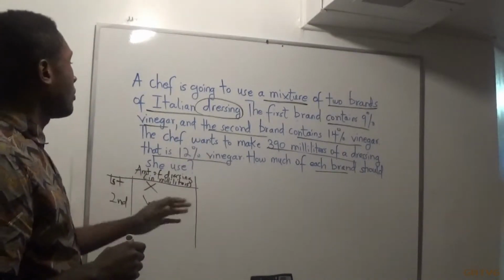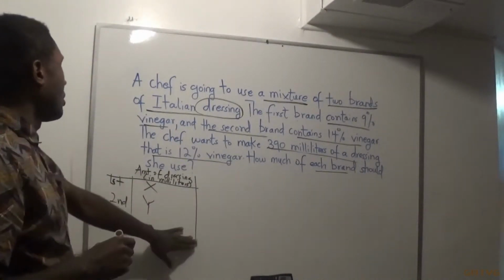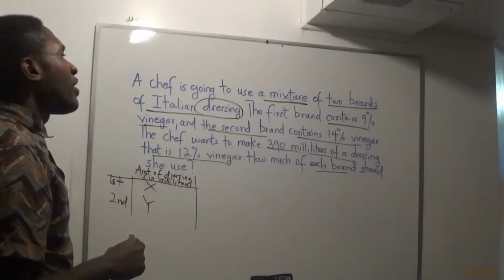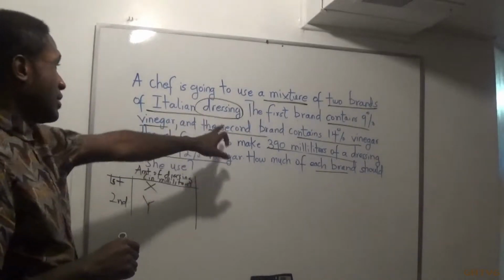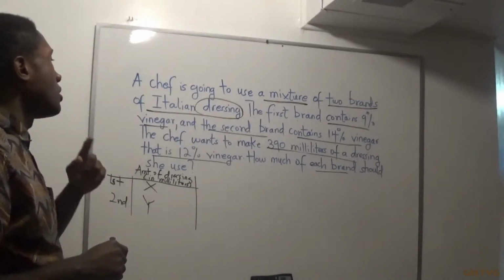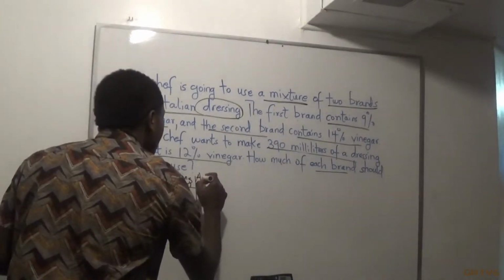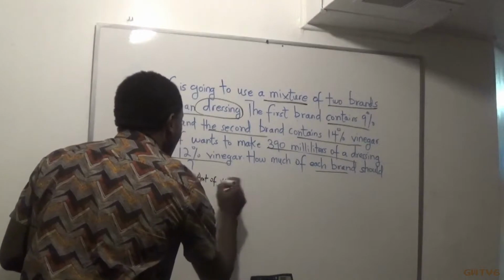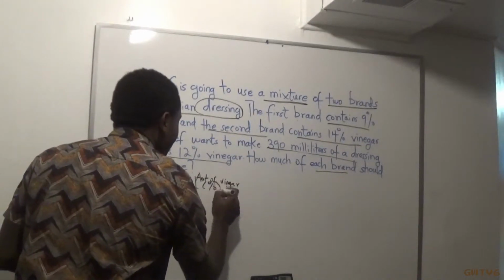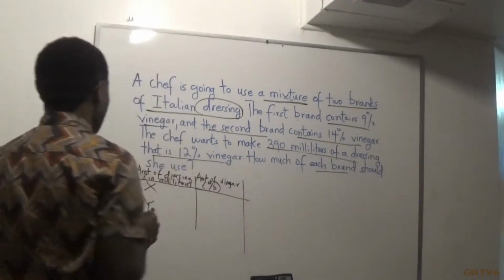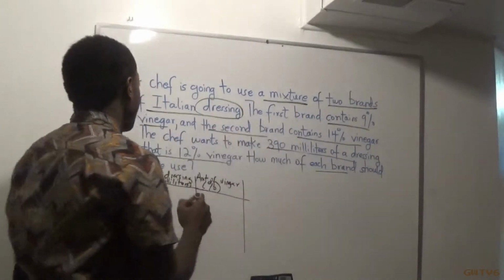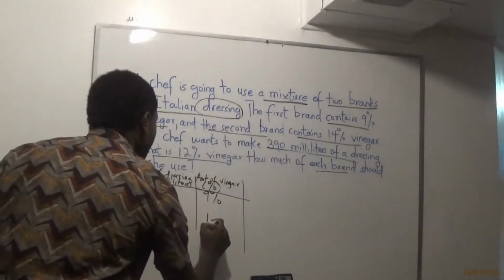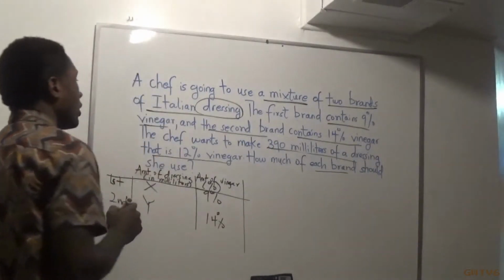And then the second column, oh, what else did they tell us right here? They said the first brand contains 9% vinegar and the second brand contains 14% vinegar. So the amount of vinegar in percent, the first one is 9%, and then the second is 14%. Okay.